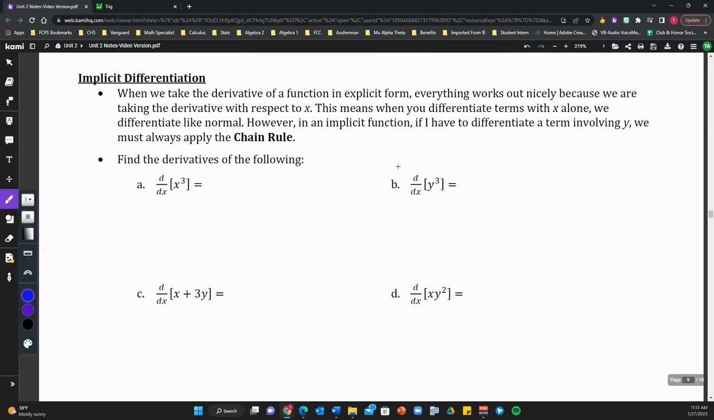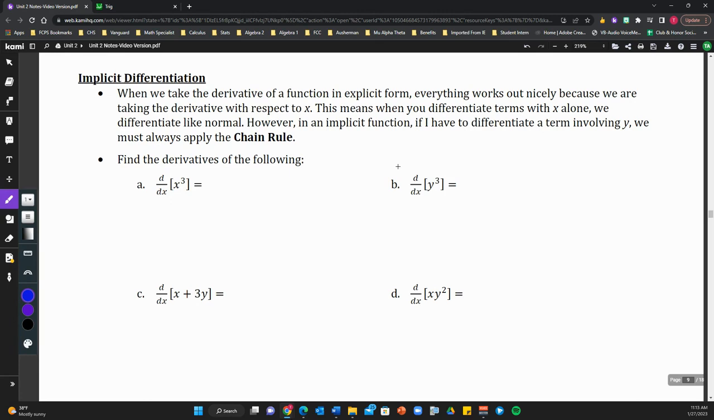So for implicit differentiation, when we take the derivative of a function in explicit form, everything works out nicely because we're taking the derivative with respect to our input variable, which means when I do the power rule to stuff with x, I want to know how does this pattern change as the x values change. So when those variables match up, it's not a complicated process because the variable that I'm concerned with is the variable that we're taking the derivative with respect to.